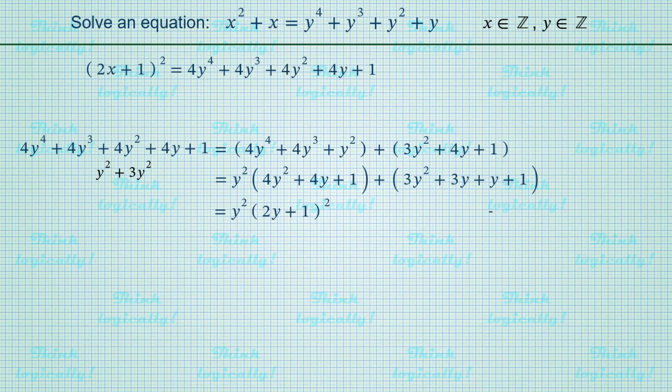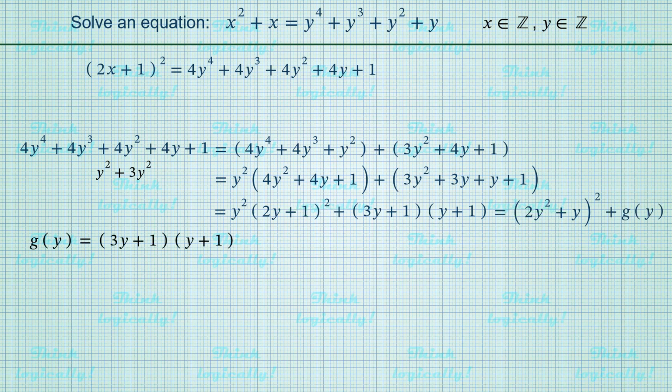And let's factorize the second polynomial as well. The first term is a full square. To make that obvious, we can rewrite it as 2y squared plus y all squared. And let's denote the second polynomial as g of y. g of y is a quadratic polynomial having 2 roots. Let's write them in increasing order.